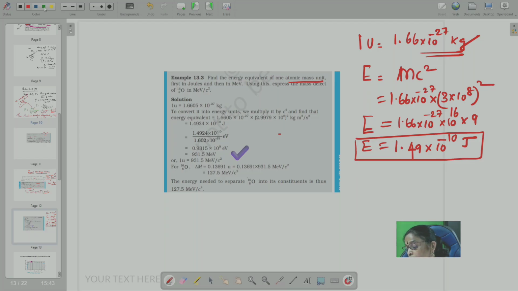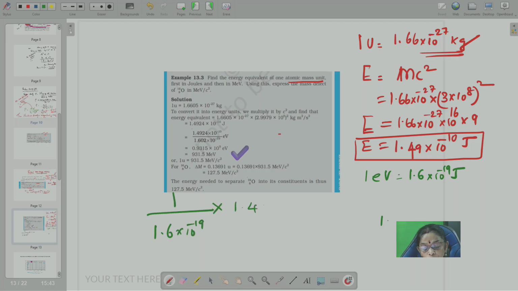We know that 1 electron volt is equal to 1.6 into 10 power minus 19 joules. Put it the other way around. For 1.6 into 10 power minus 19 joules, it is 1 electron volt. So, I put it the other way around like that. Therefore, for 1.49 into 10 power minus 10 joules, how much is the electron volt?